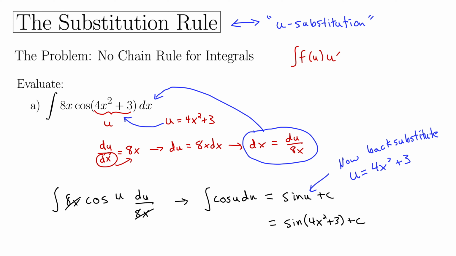That'll do it. And if you're ever unsure about whether your integral came out incorrectly or not, you can always take the derivative of your result and make sure you get the original function back. So note that a quick mental derivative of sine 4x squared plus 3 does indeed give us 8x cos of 4x squared plus 3. So we are good to go. And that, in a nutshell, is the substitution rule. Let's try another example.